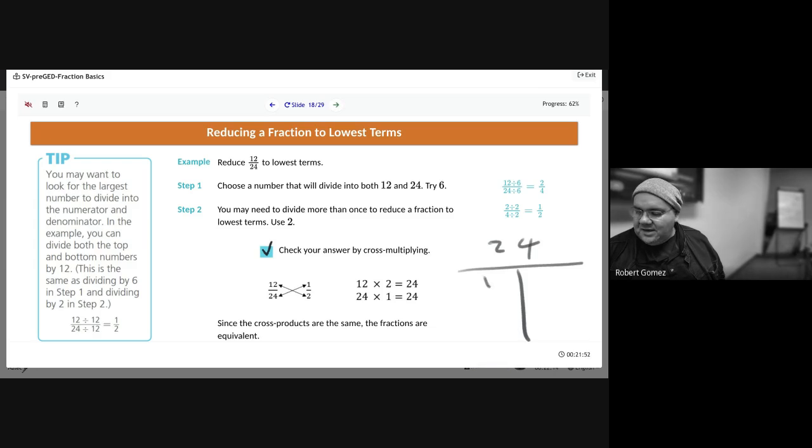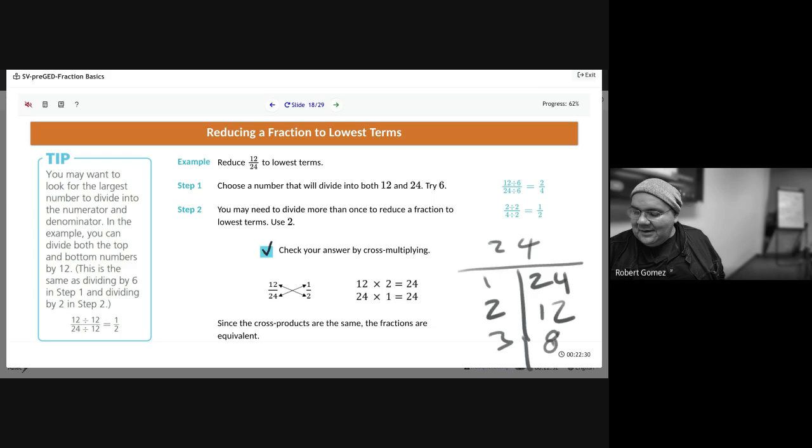1 times what is 24? 24. There you go. Now let's look at 2. 2 times what is 24? 12, good. Does 3 work? 3 times what is 24? Yes, 8. Oh yeah, you're right. 3 times 8 is 24.